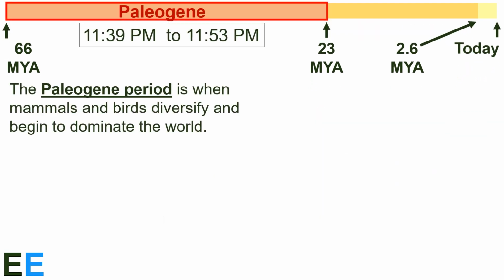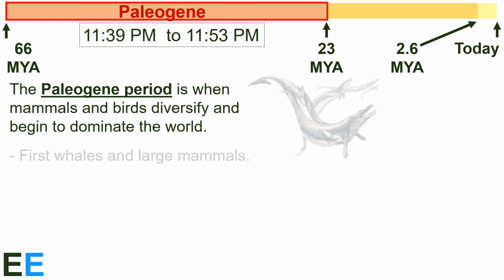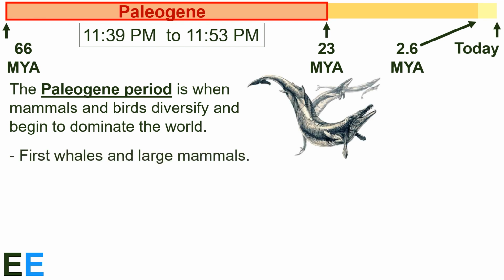The Paleogene period is when mammals and birds diversify and begin to dominate the world now that the dinosaurs are all gone. This period sees the first whales and large mammals. Early whales, like the Basilosaurus shown, take up the role vacated by the extinction of the mosasaurs and the plesiosaurs who had just died out.